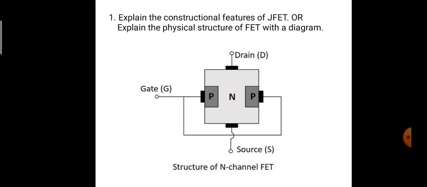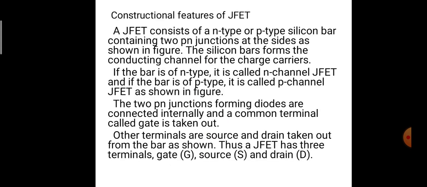First question: explain the constructional features of JFET, or explain the physical structure of FET with a diagram. Figure shows the structure of N-channel FET. It consists of three terminals: source, drain and gate. The constructional features of JFET.